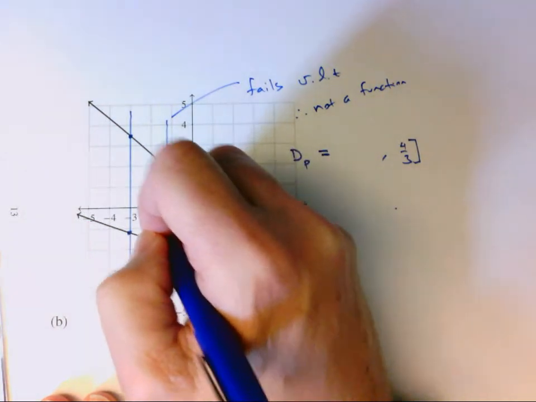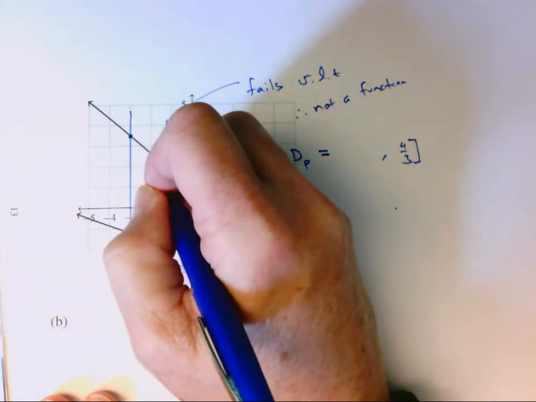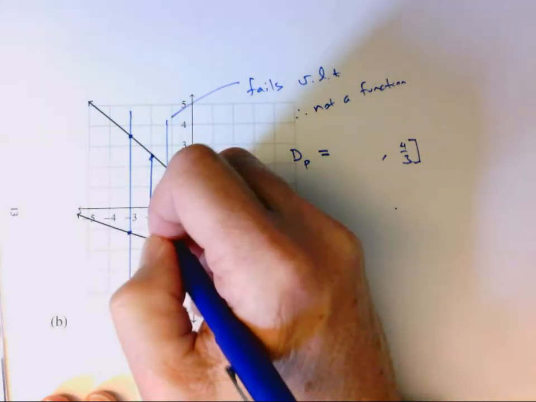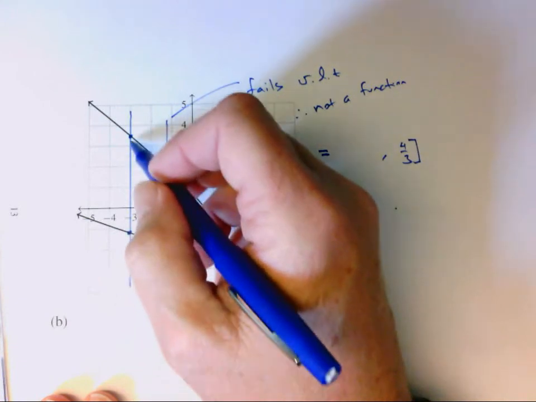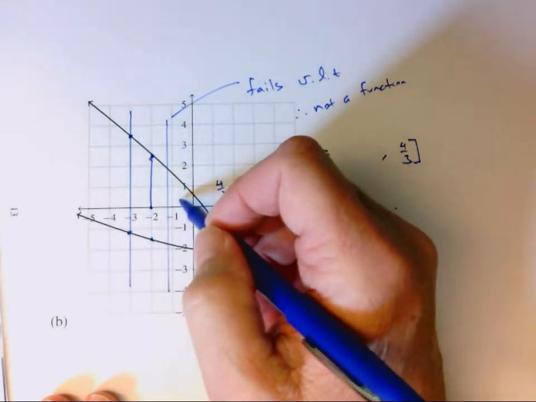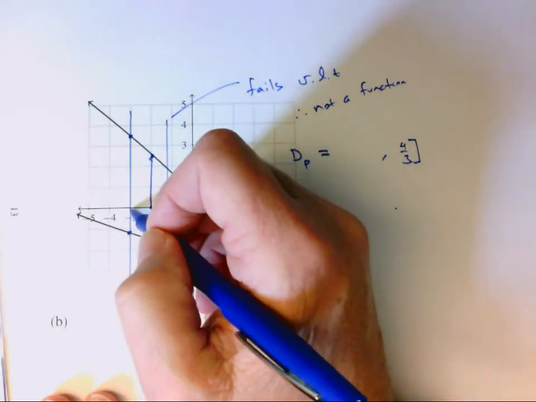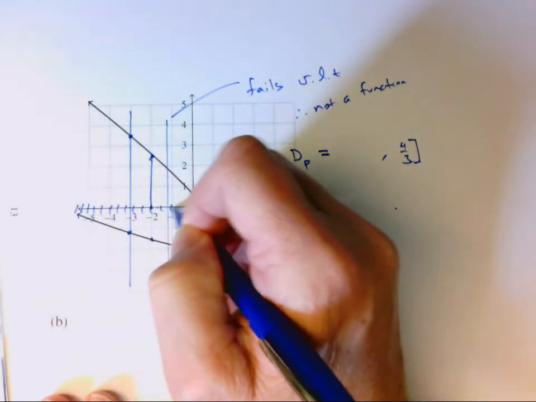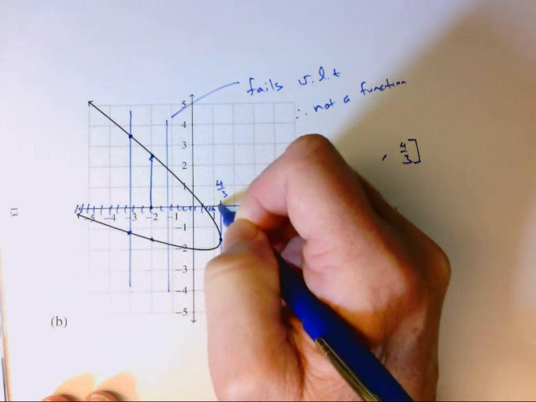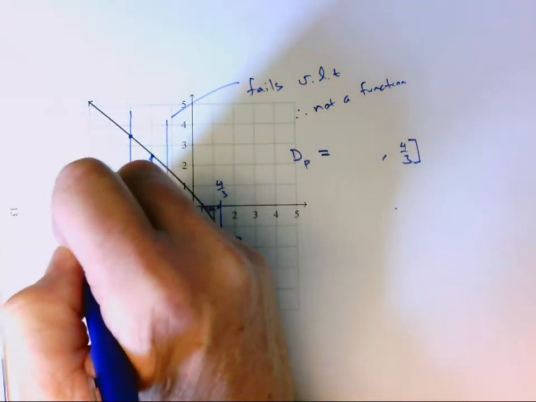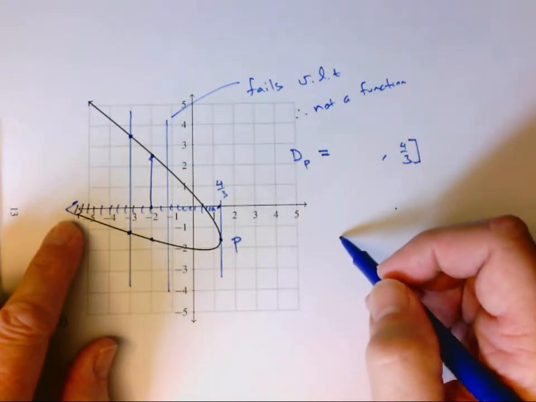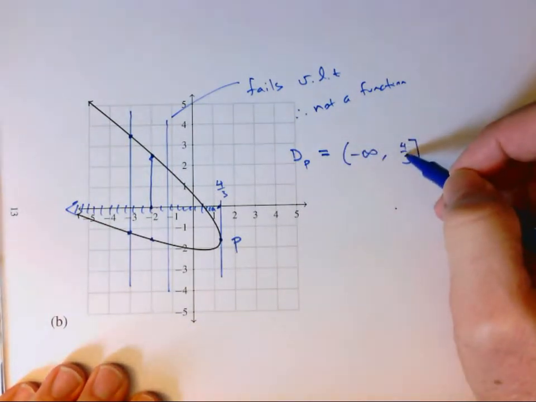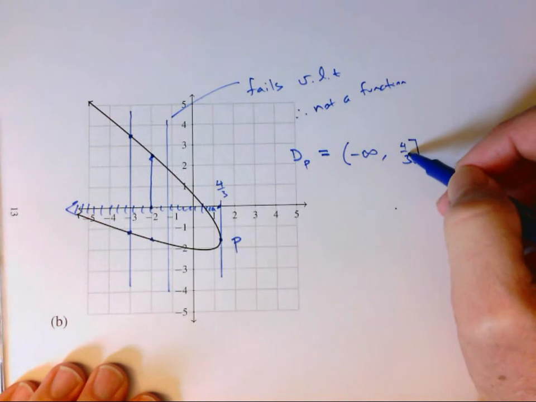But we can have everything equal to 4/3 or below it. For instance, if you pick -2, you have two choices of points on the graph where -2 occurs as the x coordinate. -2 works everywhere we were intersecting the graph with 2 points. We were picking an x value in the domain. So the domain is all of this stuff up to and including 4/3. It goes down to -infinity. So the domain would be -infinity exclusively to 4/3 inclusively.